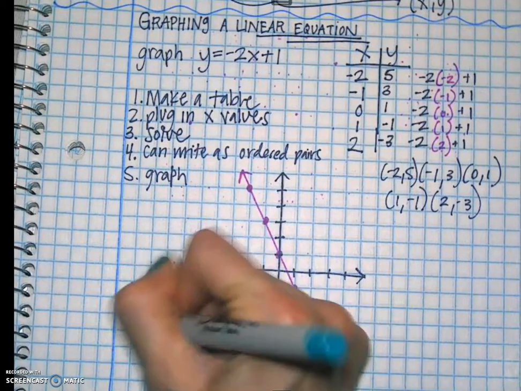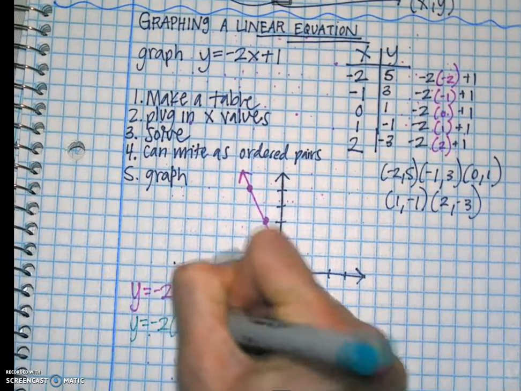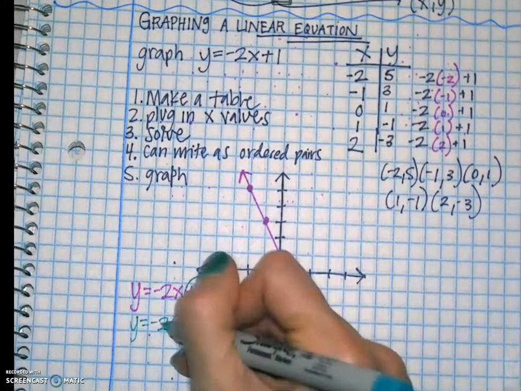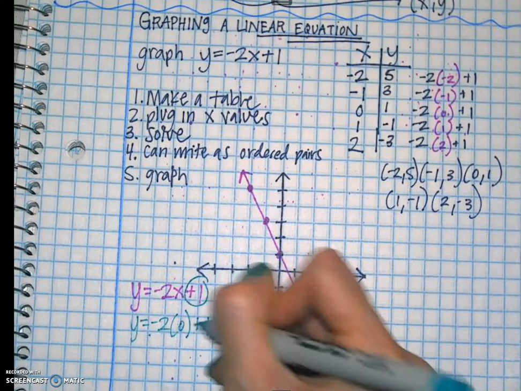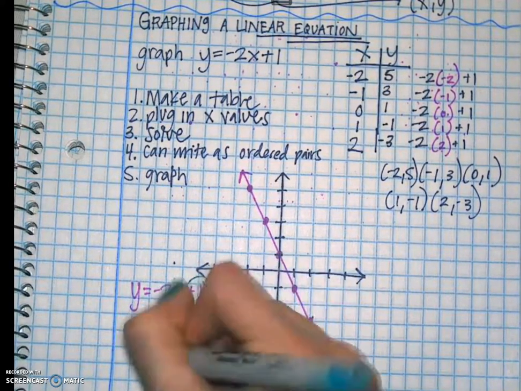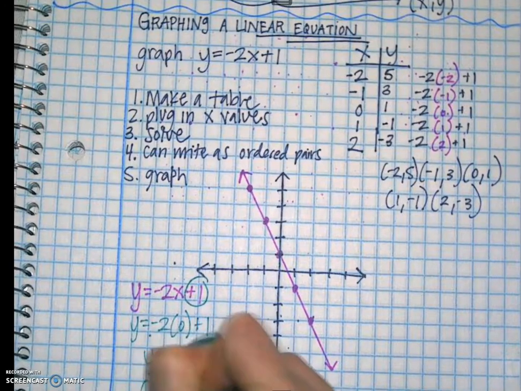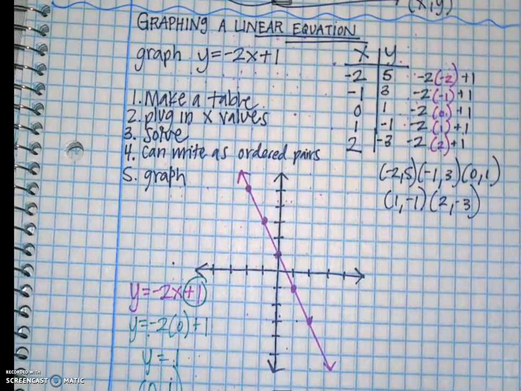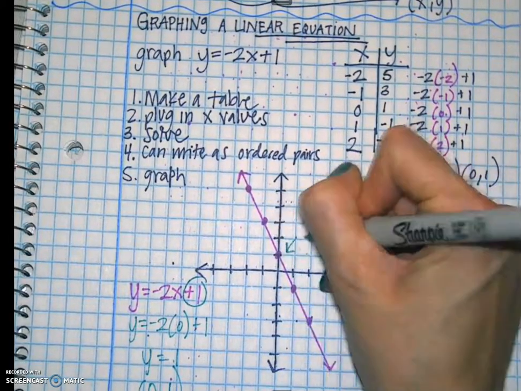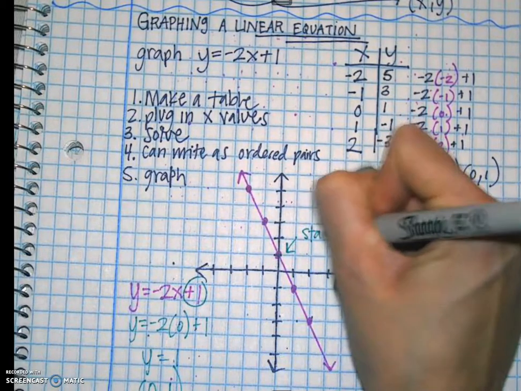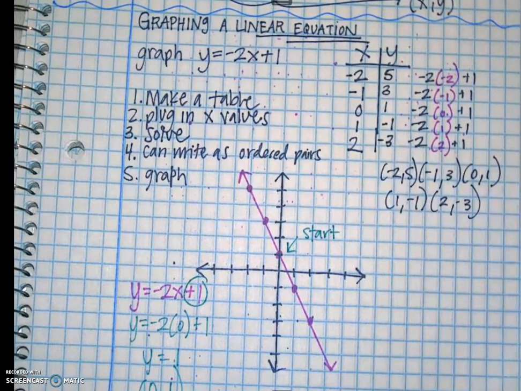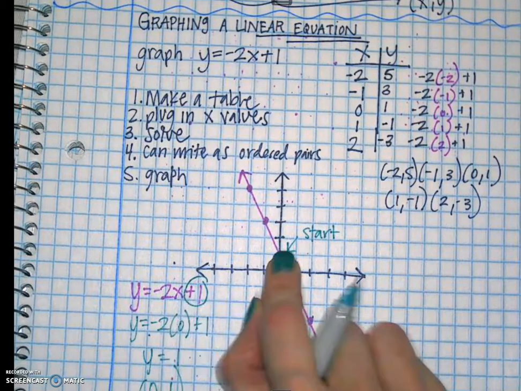So, if you plug in 0 for x, negative 2 times 0 is 0. 0 plus 1 is 1. So y equals 1. That means when x is 0, y is 1. We learned that from our table, but if you remember, that's where you can start when you're graphing. So if you just go straight from the equation, that's where you can start.